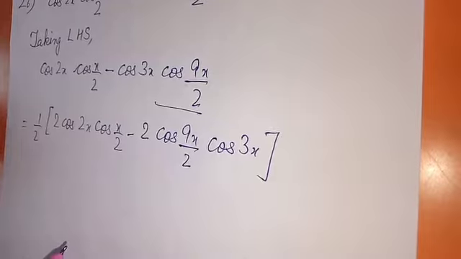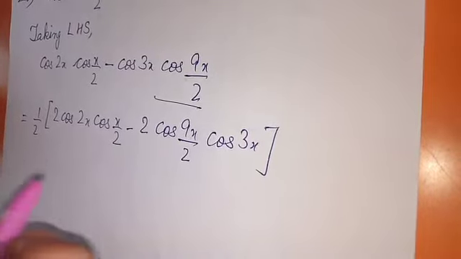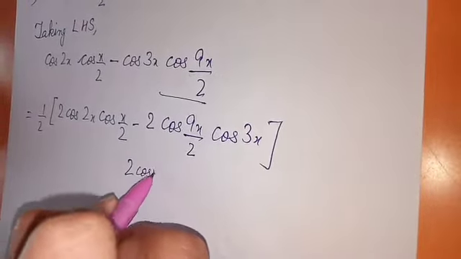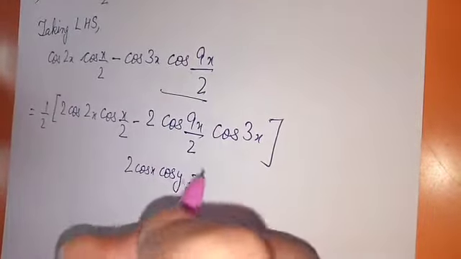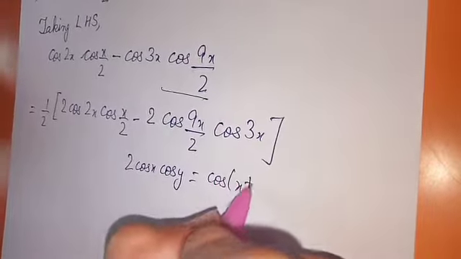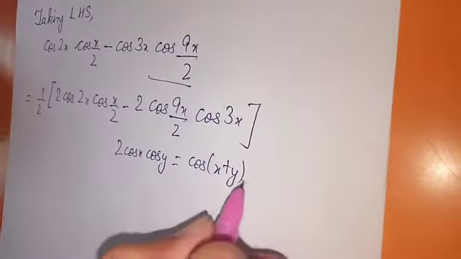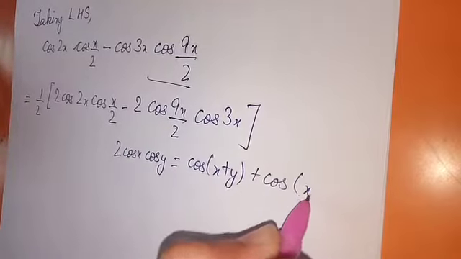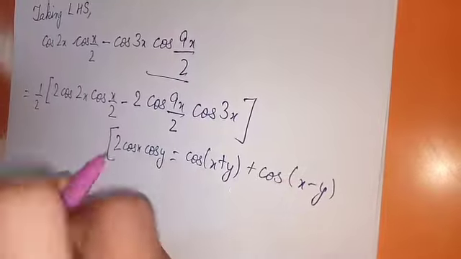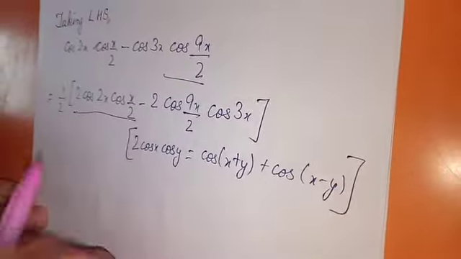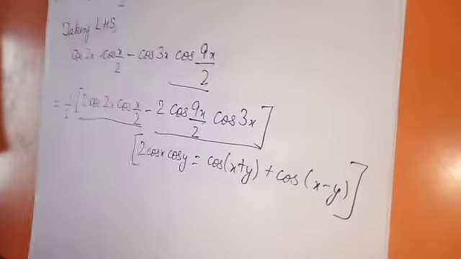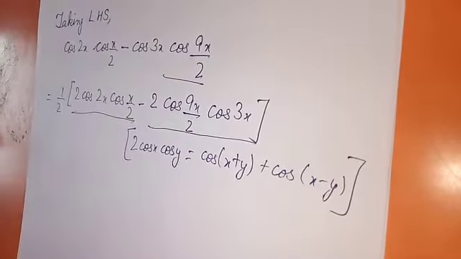Identity number 21, first part is 2 cos x cos y. It is equal to cos of x plus y plus cos of x minus y. Okay, the same form we have here and here. So on both places we will use the same formula.